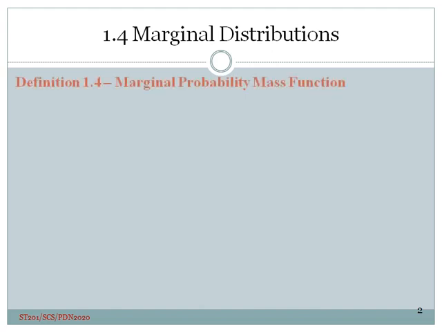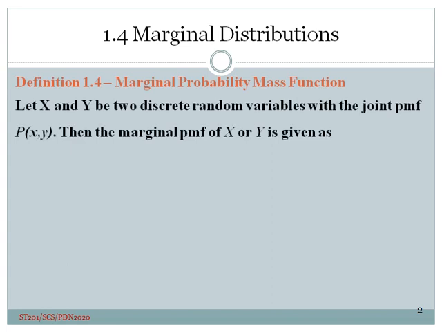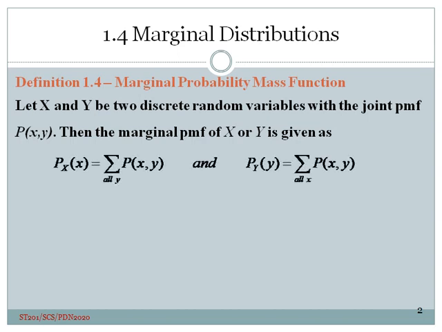Definition 1.4. Marginal probability mass functions. Let x and y be two discrete random variables with the joint PMF Pxy. Then the marginal PMF of x can be obtained by summing up the joint PMF over y, while the marginal density of y can be obtained by summing up the joint PMF over all x.